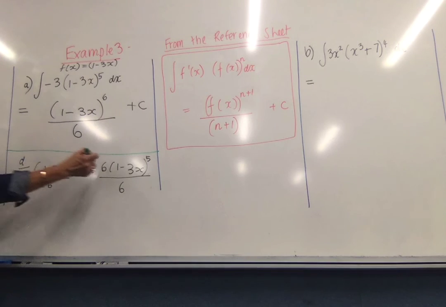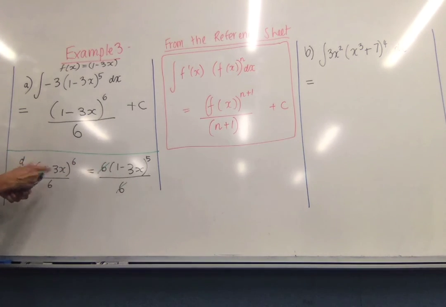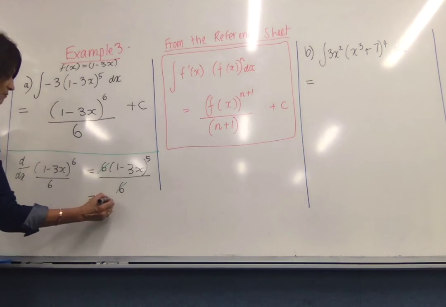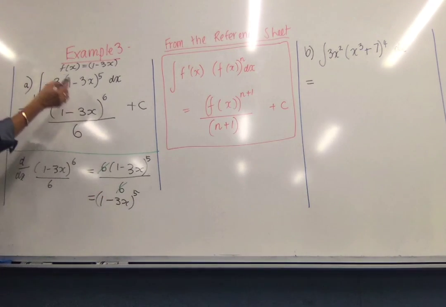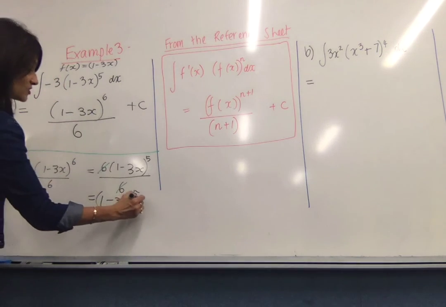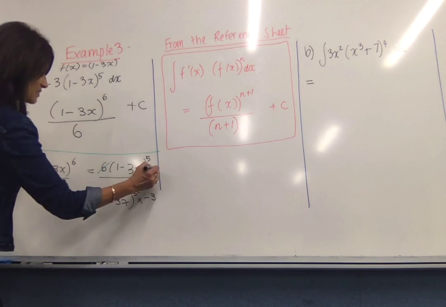Then I can see that I can cancel these 6's, and my result is just 1 minus 3x to the power of 5, which is my original, times the derivative of what's in the brackets.